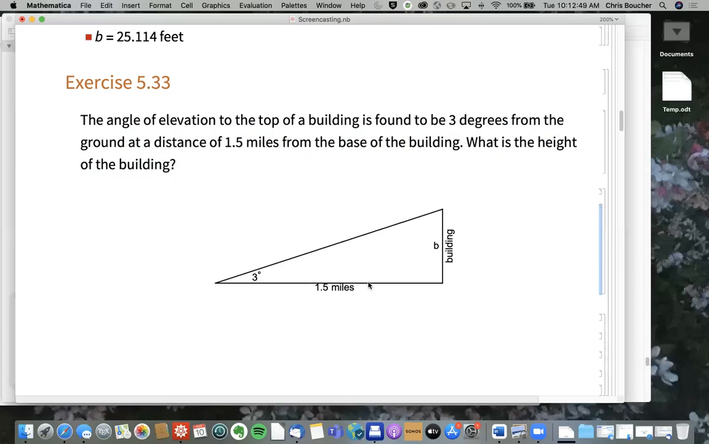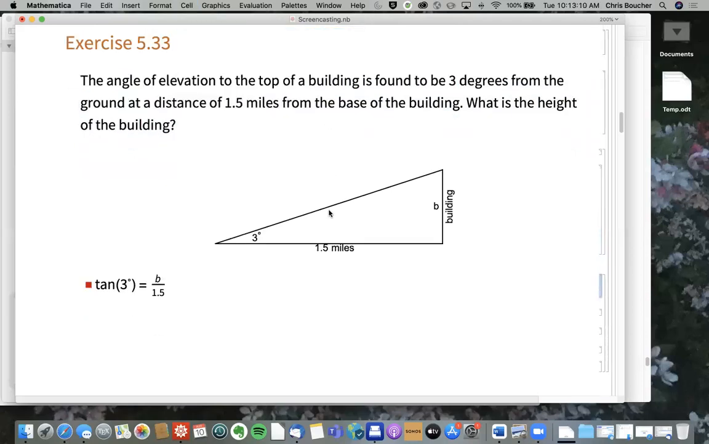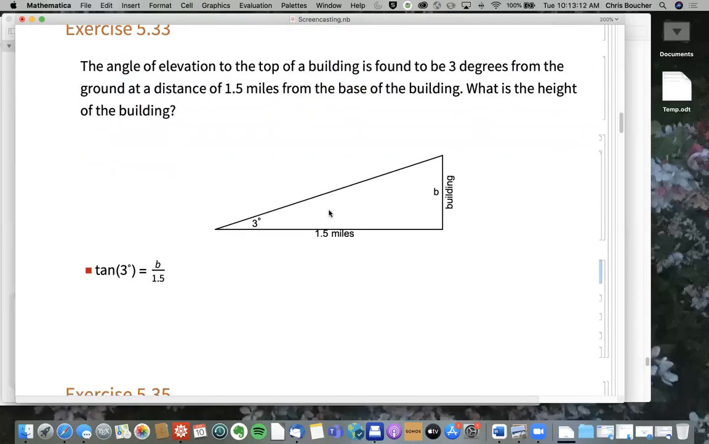1.5, notice, is adjacent. Again, we're going to assume that the building and the ground make a 90-degree angle. So the hypotenuse is this long side over here on the top, but I don't think I care about that here. I'm going to go ahead and use the tangent function, right? Because tangent of 3 degrees is opposite divided by adjacent. So that will give me an equation that involves the thing I'm trying to solve for: tangent of 3 degrees is B divided by 1.5.